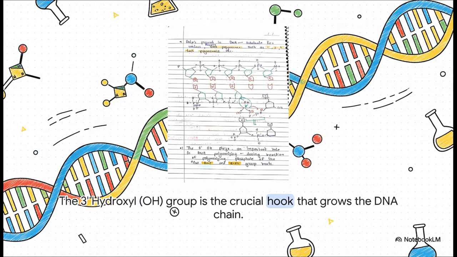Okay, look really closely at this diagram. See that specific spot on the sugar molecule? It's called the 3' hydroxyl group, or just an OH group. This tiny chemical group is, well, it's everything. It acts like a hook, letting the next nucleotide latch on and make the DNA chain longer. If that hook isn't there, the chain can't grow. Remember that hook. It's the key to this whole story.